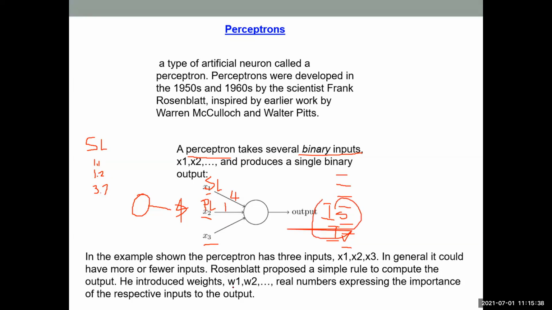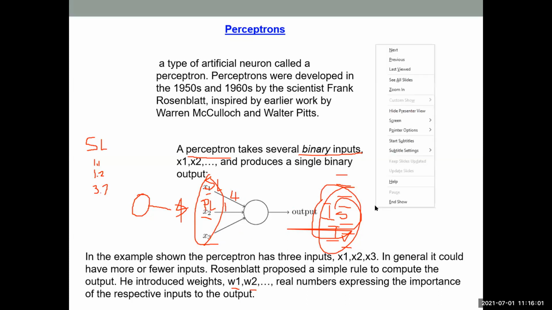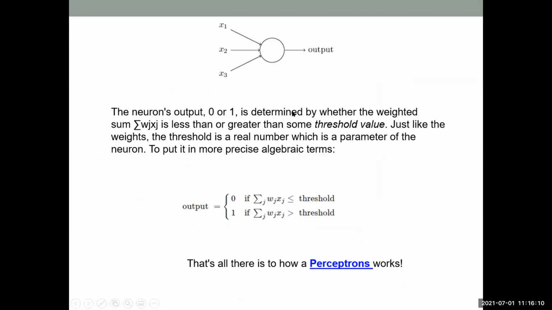So call them weight W1, weight W2. These are real numbers expressing the importance of the respective inputs to the output. So how important are these inputs in making our guess? And we put some weights here to say, oh, you're 4 times more important than you are. Okay, so that's what we say. So the neuron's output is only going to be a 0 or a 1. So only 0 or 1 for the output.